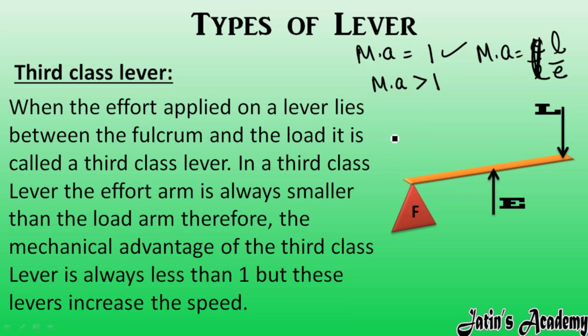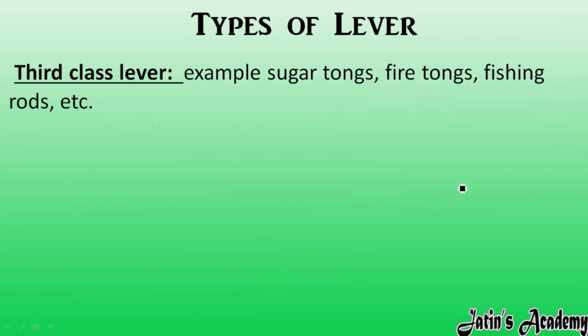And in a third class lever, mechanical advantage is less than 1. Mechanical advantage less than 1 means we are applying more and more force on the effort, but the simple machine is not showing that much force on the load. That is why in a third class lever, mechanical advantage is less than 1. Fine. Next we are having third class lever examples.